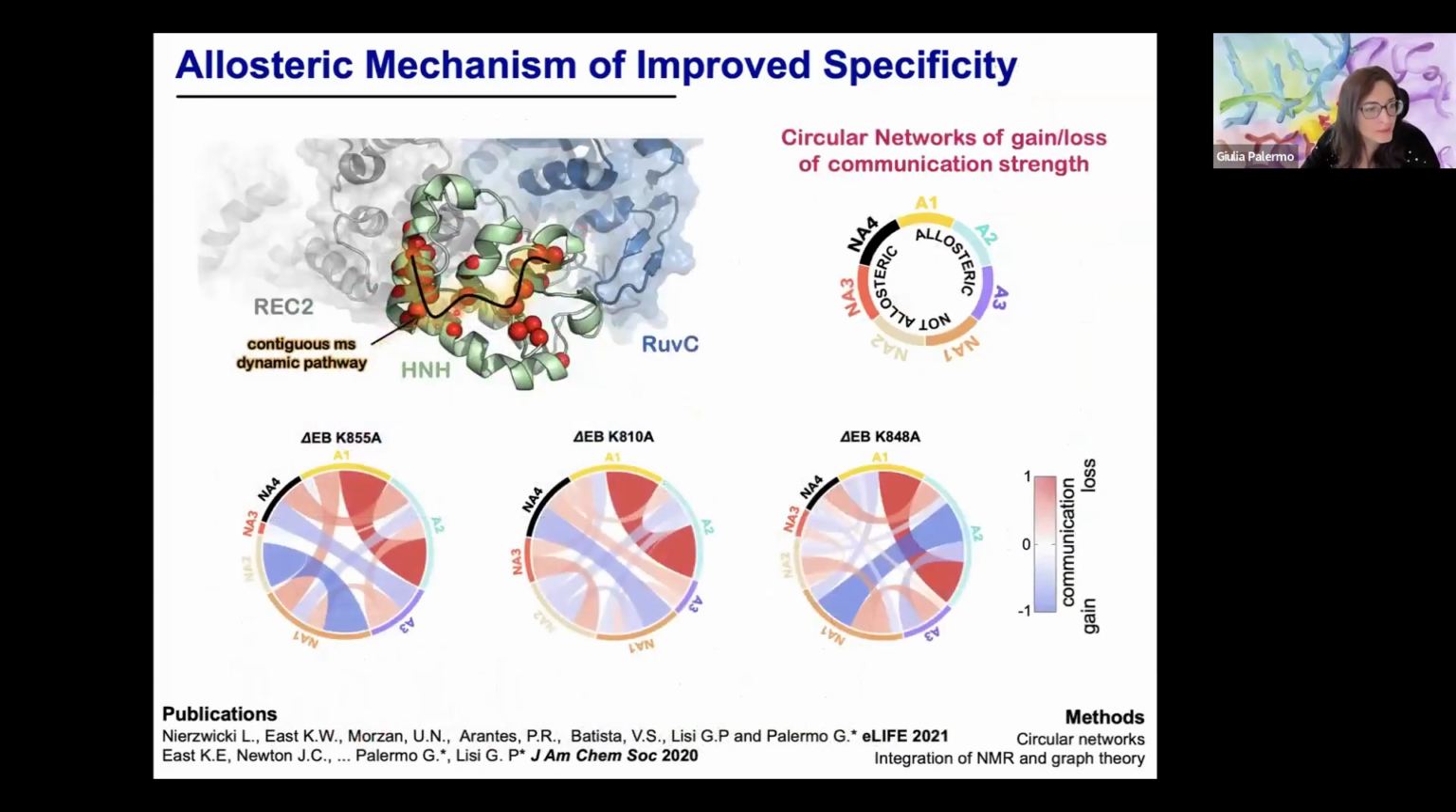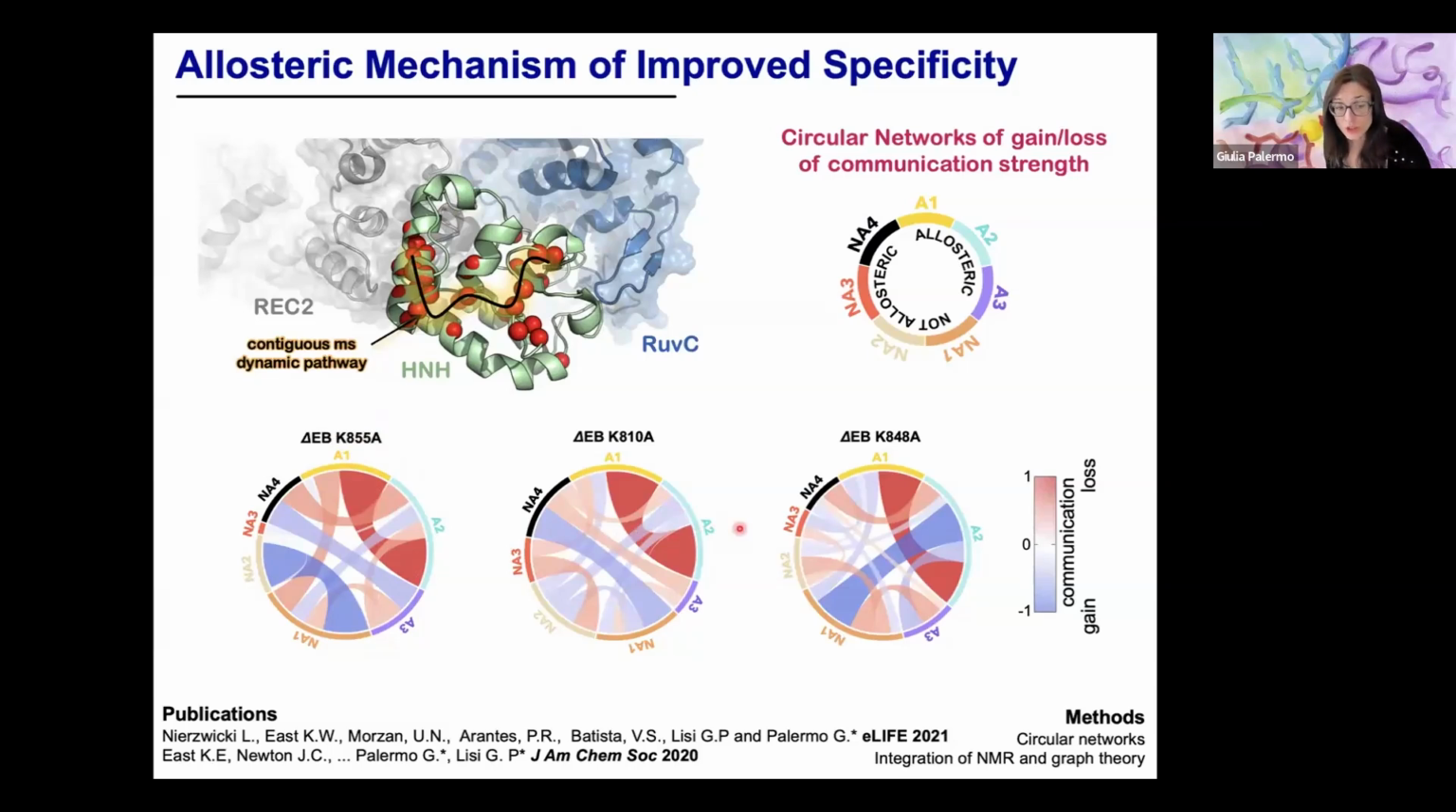So using solution NMR, in collaboration with George Lisi at Brown University, we observed that there is a pathway of slow residues, shown here in red, that connects the recognition site, so the site where the DNA binds, to the sites where the DNA cleaves. We then structured HNH through community network analysis in communities of highly correlated residues. And some of these communities, which we called allosteric, are the communities that host these slow residues. By computing then the difference in edge between us, so what can be defined as the traffic between communities, we can see that when we introduce the mutation, there is a loss in communication between allosteric communities.